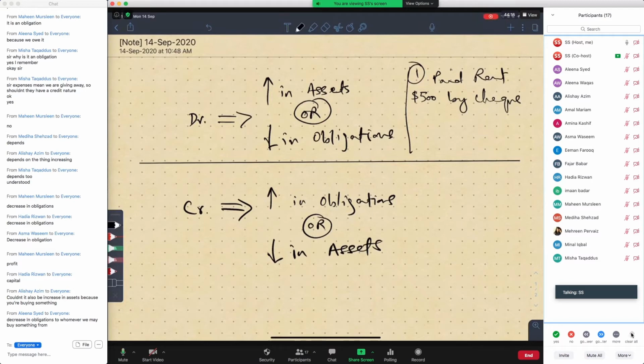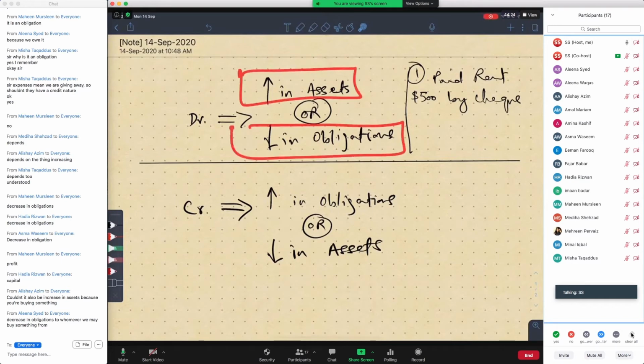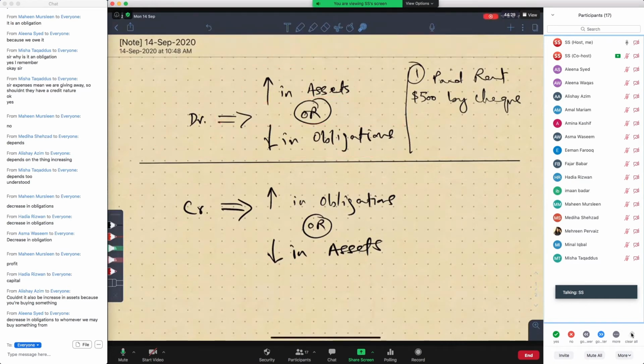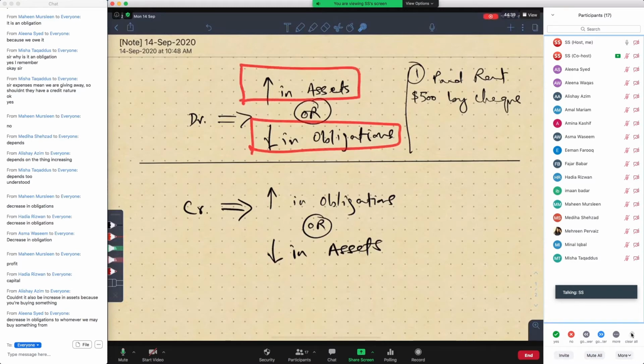So the point is, whatever logic you want to apply here, an increase in the asset or a decrease in the obligation, expenses eventually boil down to an intrinsic nature of debit, because in most cases expenses simply mean discharging some obligation of yours. Sometimes an expense means an increase in the asset.